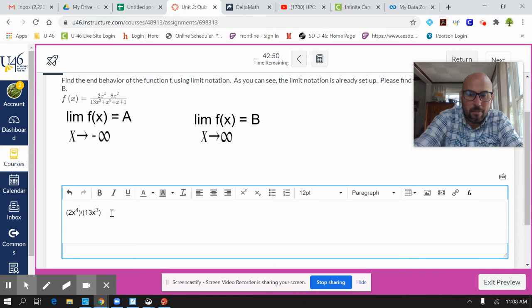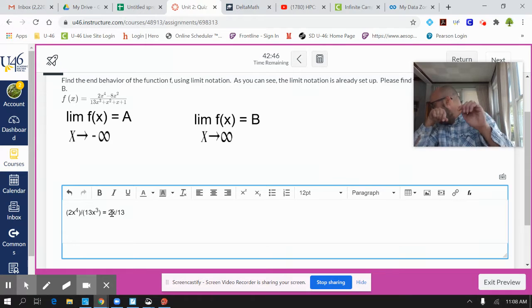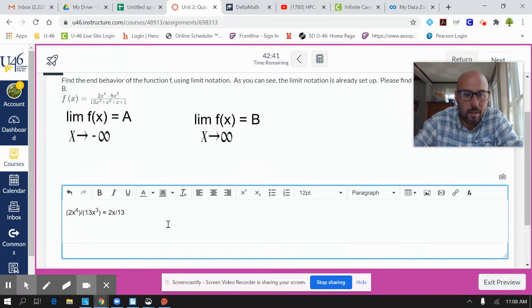Well, this simplifies into 2x divided by 13. So 2x divided by 13. In other words, when x gets really, really big, or when x gets really, really small, this whole rational function is essentially just equaling 2x divided by 13.